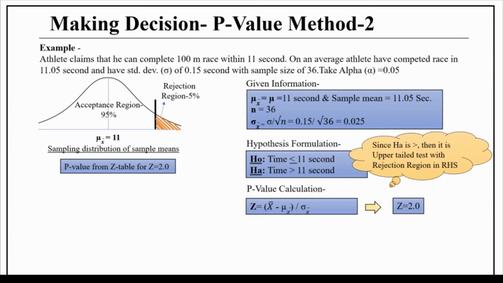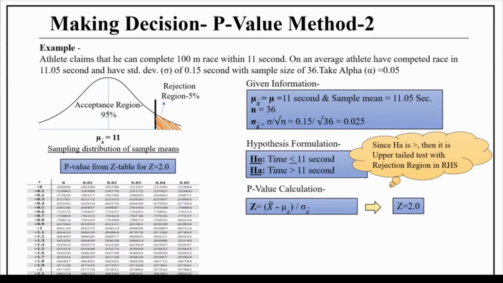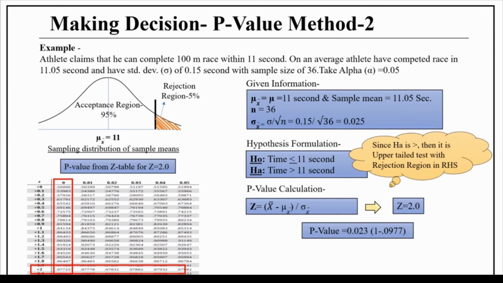Now we will see the probability in the Z table when z is equal to 2. Seeing the row where z equals 2, and now seeing the column where z is equal to 0.0. So this is the probability at the intersection of the row and column, which is 97.75%. So the p-value is 1 minus 0.9775, that is 0.023. So in this graph you can see the region of the p-value.